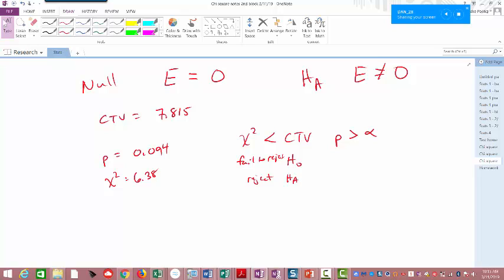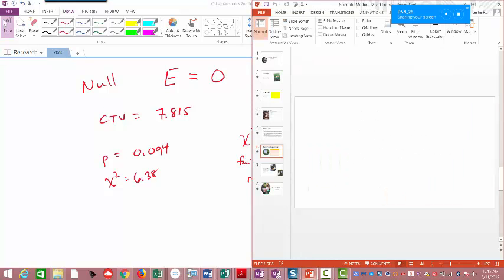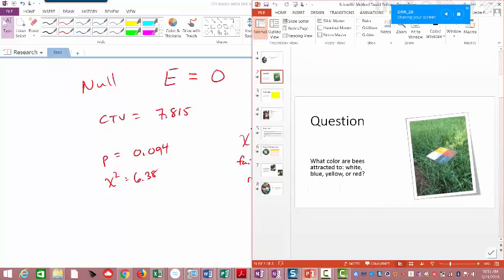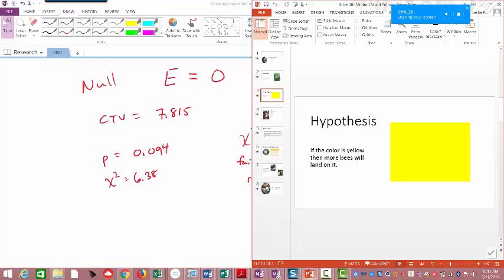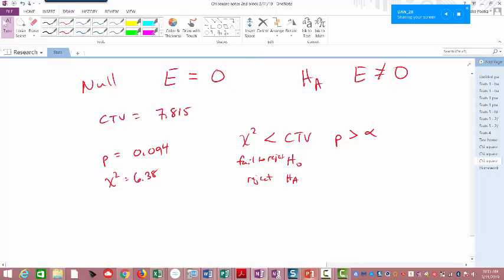Did we state bees have no preference, in which case we would support the research, or did we say bees would have a preference, in which case we fail to support the research? You have to go back and look and see what the research actually said. So the hypothesis was that the bees were more attracted to yellow. So did we support or not support the research? We did not support the research.